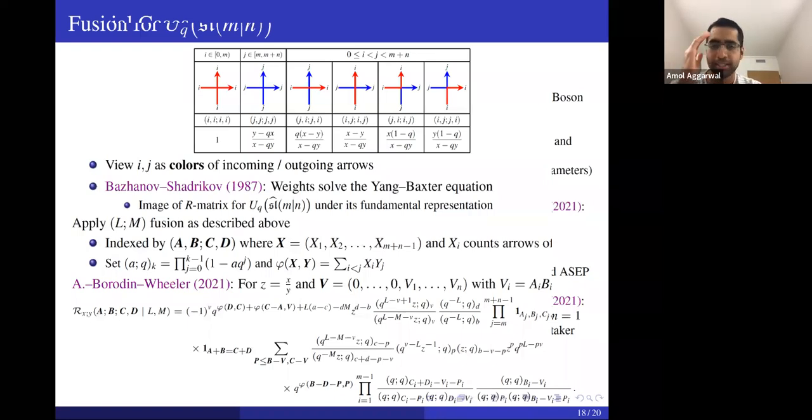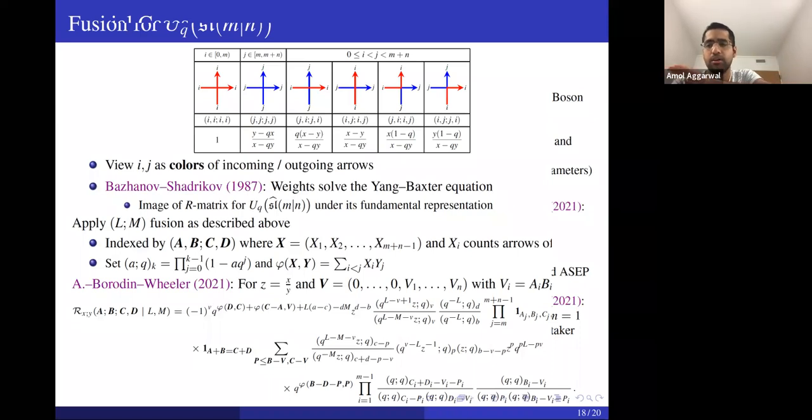These are very old weights. They go back to 1987, so 35 years old, and it's been known since then that these weights satisfy the Yang-Baxter equation. So I can now apply fusion as I did before to these weights. I can again take an L by M rectangle, set up boundary conditions along the bottom, left, right, and top, and apply fusion in the same way as I did before.